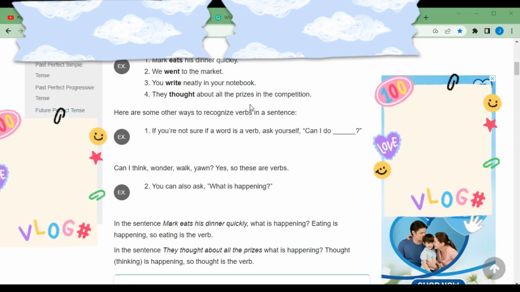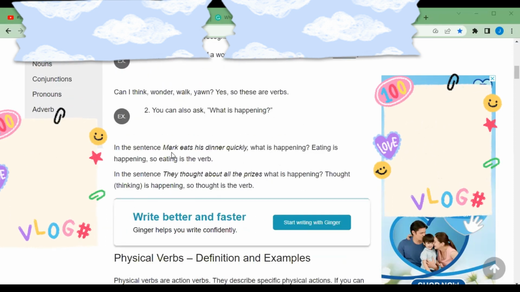Here are some other ways to recognize verbs in a sentence. If you're not sure if a word is a verb, ask yourself, can I do it? For example, can I think, wonder, walk, yawn? Yes, so these are verbs. You can also ask, what is happening? In the sentence "Mark eats his dinner quickly," what is happening? Eating is happening, so eating is the verb. In the sentence "They thought about all the prizes," what is happening? Thinking is happening, so thought is the verb.